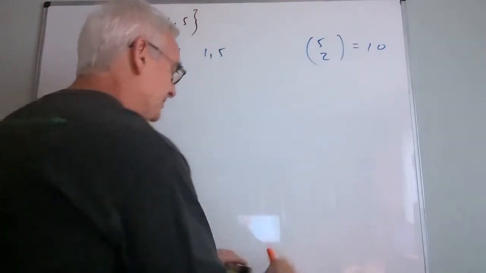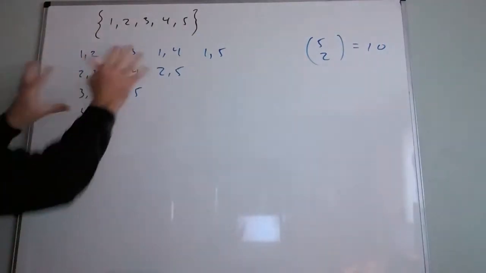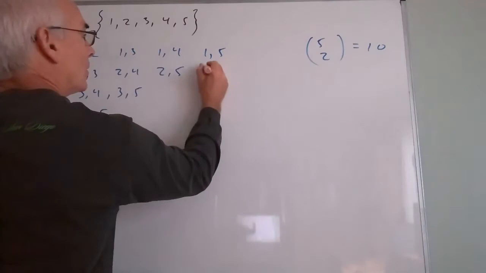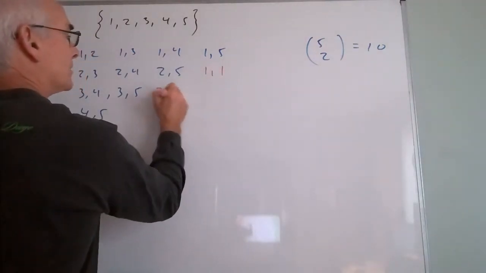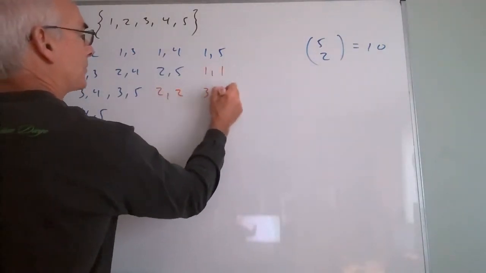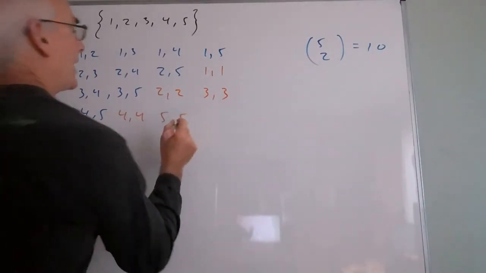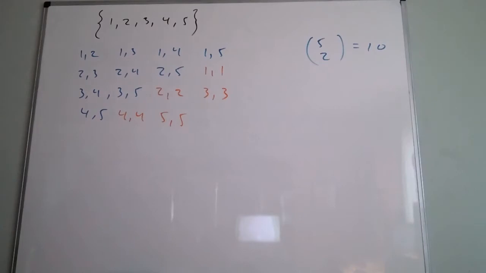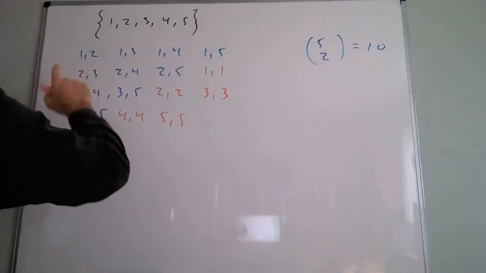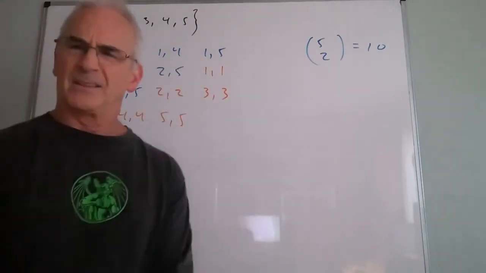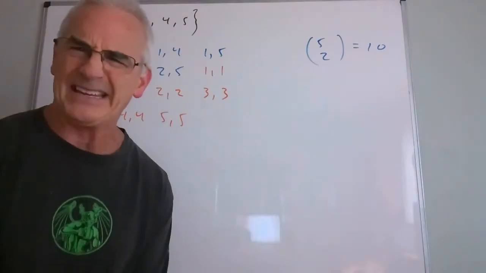So if we're allowed to do repeats, then what would I be adding to this list? Clearly, I'd be adding 1, 1, 2, 2, 3, 3, 4, 4, 5, 5. Did I add enough there? Yes. So what does that give us now? That gives us 5 additional. That gives us 15.